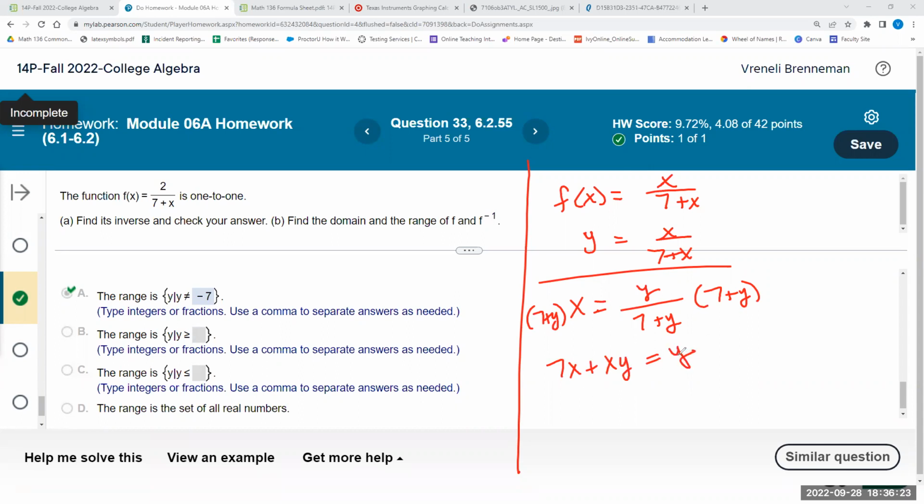So then I need to combine and get the y terms on the same side as each other. So I get y minus xy equals 7x. And then factor out the y. So y times 1 minus x equals 7x. And then divide both sides by the 1 minus x. So that's maybe a little bit more complicated process. You have to recognize where you have to distribute and where you have to factor out to get the y isolated.